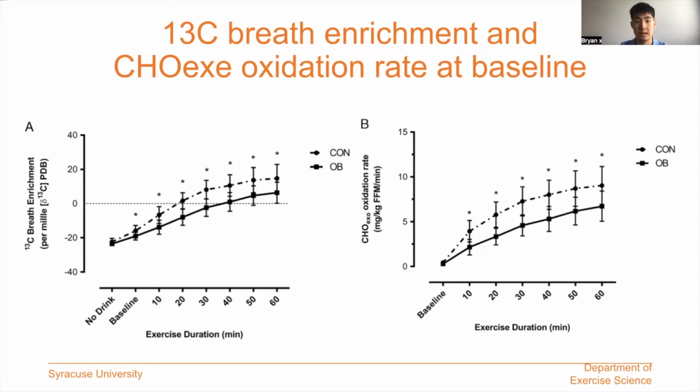The control group ended with an exogenous carbohydrate oxidation rate of around 9 milligrams per kilogram of fat-free mass per minute, while the obese group ended with around 7 milligrams per kilogram of fat-free mass per minute. The results yielded a significant difference between group effect, time effect, and group by time effect for exogenous carbohydrate oxidation rate relative to fat-free mass, all with a p-value of less than 0.001.